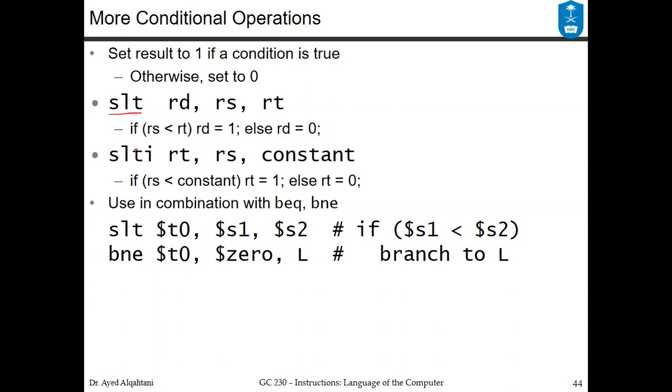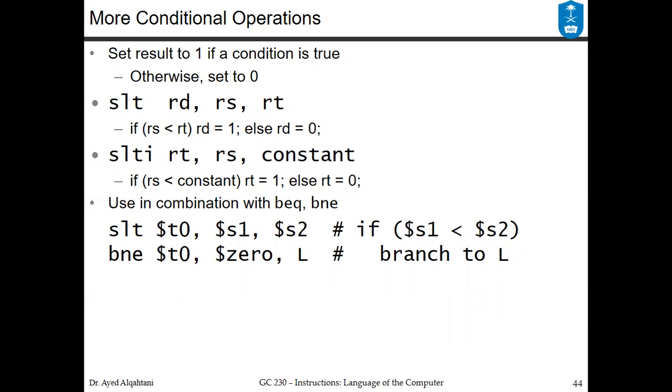Also, there is another version of it where you use an immediate value. Instead of another register here, you have a constant. And the same operation again. If RS is less than this constant, then you do this. But since you are using an I type, here we have RT, while here we have RD. Okay.